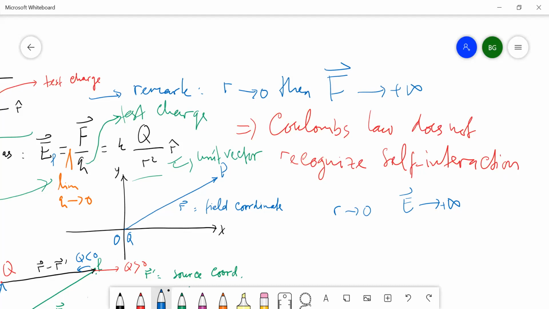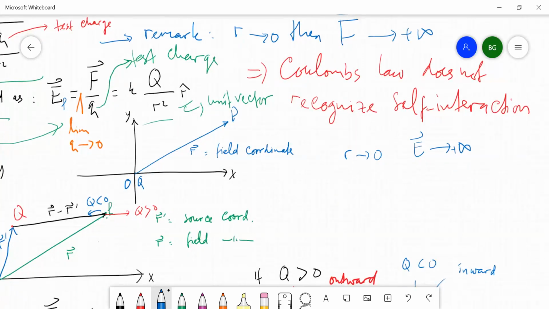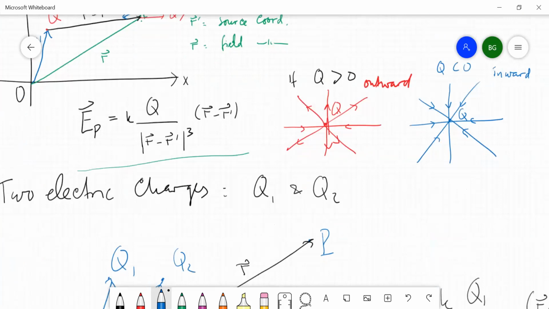In other words, Coulomb's law doesn't recognize the self-interaction in this case. It's related to this singularity. In quantum theory, if we quantize this case, we could renormalize it, which means that we have a self-interaction. But classically, we do not recognize any self-interaction. Okay, let us continue. Is there any question?